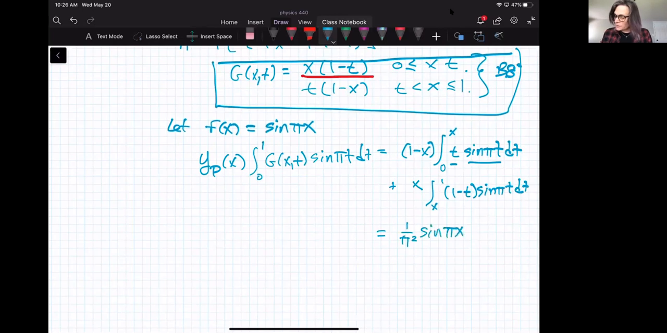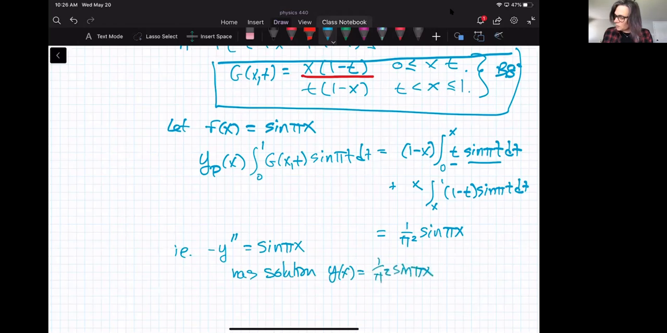In other words, the differential equation minus y double prime is equal to sine pi x has the solution y of x is equal to 1 over pi squared sine pi x, with the BCs given.